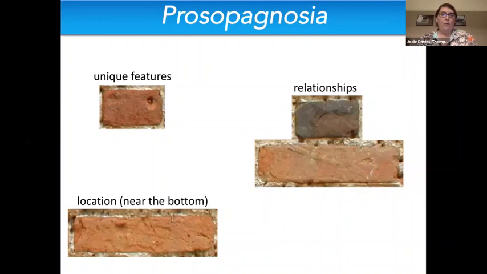So now what you could do is you could pick one of these three: unique feature, relationships, or location. So I want you to pick one of these and I want you to remember it. So pick it, study it, remember it. Okay, so for the location one, it's near the bottom of the screen. That's all I'm telling you. It's going to be near the bottom.